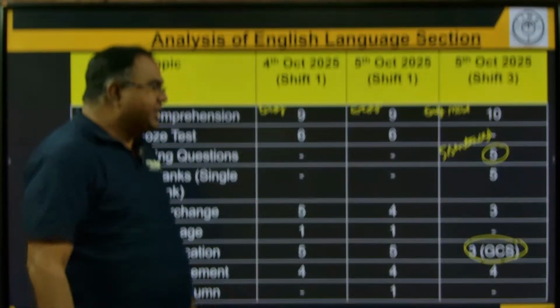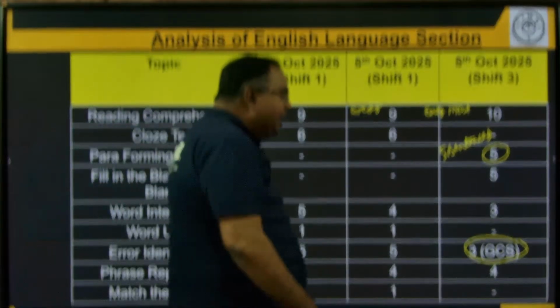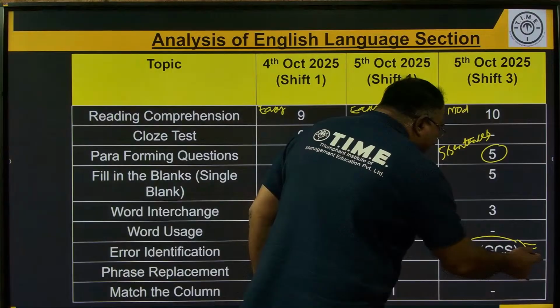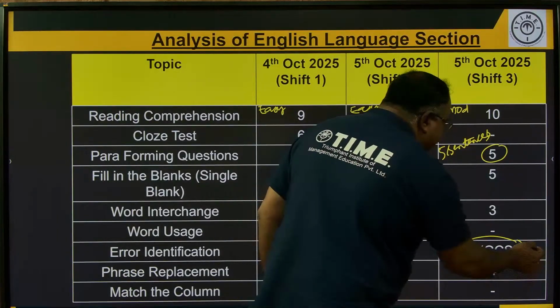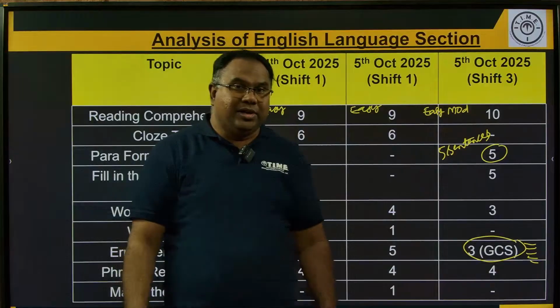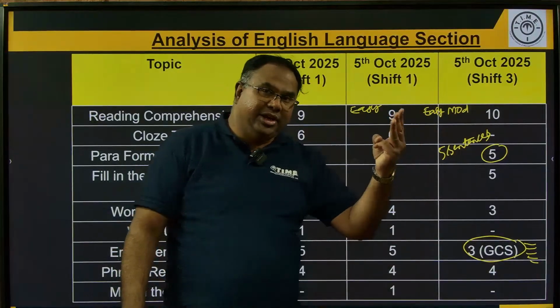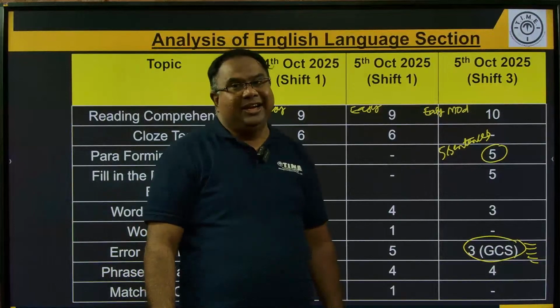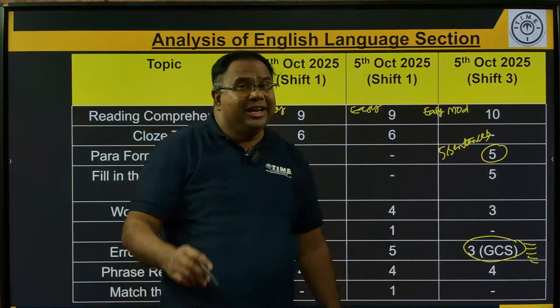Grammatically correct sentences. What happens in grammatically correct sentences is that he has given you 4 or 5 sentences. One was all correct, one was none correct. He has given 3 statements. You need to identify whose statement is grammatically correct. This also demanded a little more time.